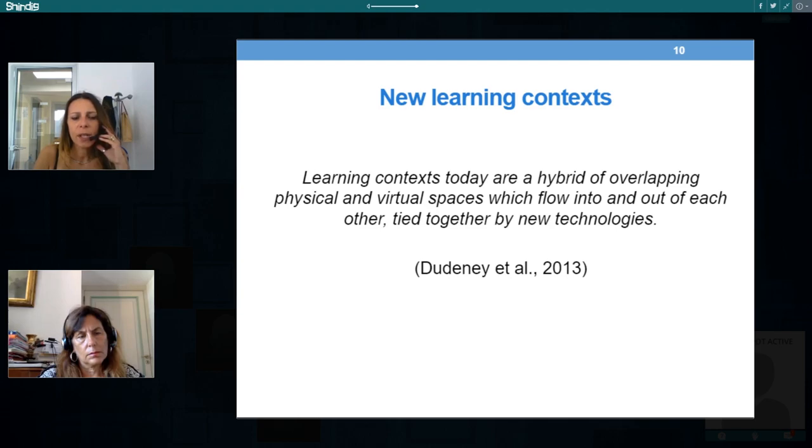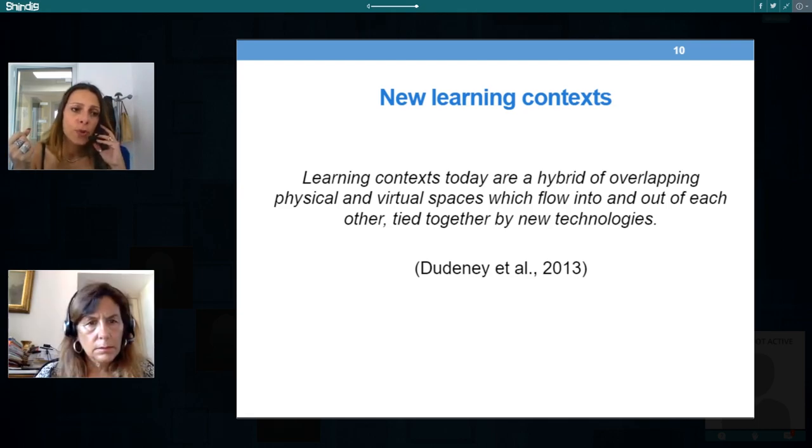So I was saying the learning contexts are hybrid, of overlapping physical and virtual spaces flowing into and out of each other, tied together by new technologies. So we are now working, and also in Italy, we are moving towards these new learning environments. We have a lot of schools where settings are completely reshaped, also with informal spaces, informal furniture. And the added value is the use of technologies, intertwining physical and virtual with the use of the cloud, for example. And so new technologies play a key role in the new learning environment.